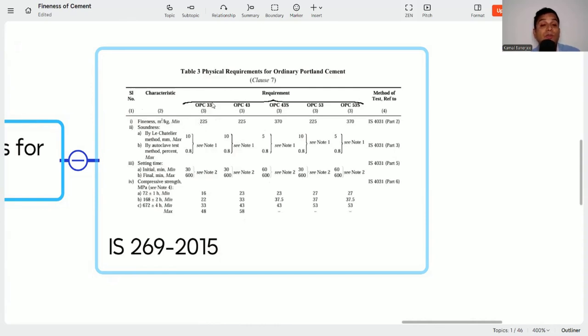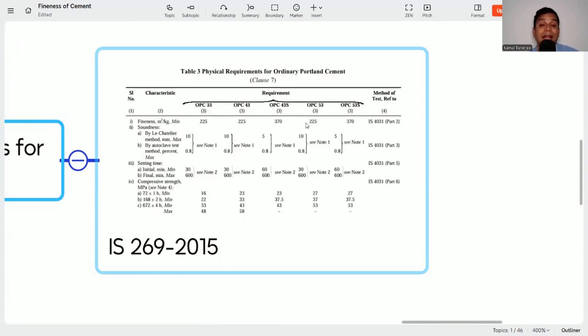It should be the minimum. If we are using OPC 33, then 225 meter square per kg, that is the specific surface area per kg of the cement, should be 225 meter square minimum. In the case of OPC 33 and OPC 43, that is 225. OPC 43S is 370, OPC 53 is 225, and OPC 53S is 370.